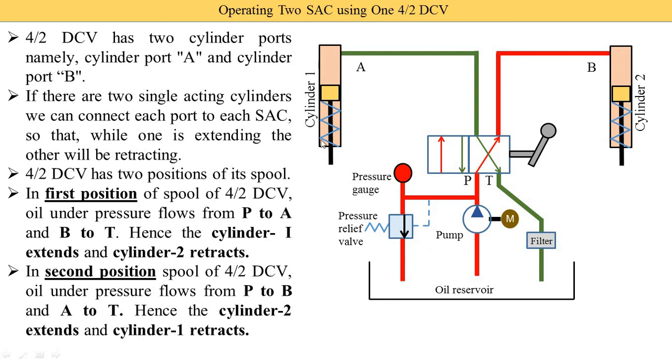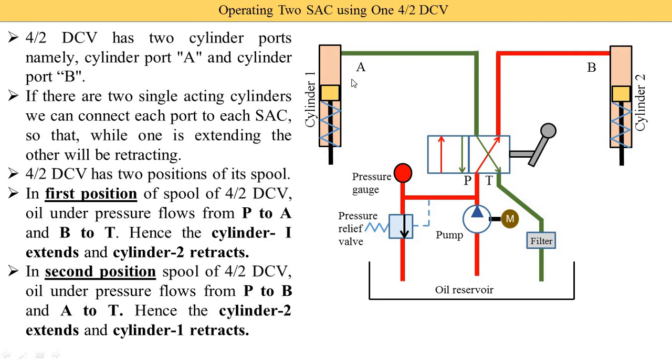Now in cylinder 1 at the same time, the piston is moved from bottom to top due to the spring force. At that time, the oil present above the piston is supplied back to this A port. A port is connected with the T port, so oil enters from the A port to the T port, then it is supplied to the tank through the filters. That means cylinder 1 retracts, because it moves in the upward direction, so it is called cylinder 1 retracts.